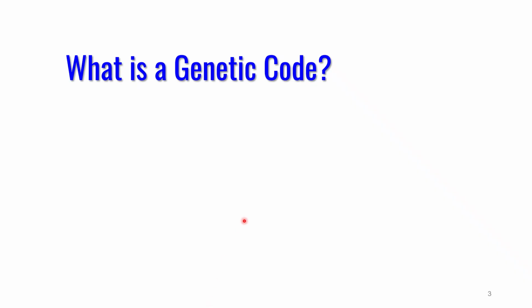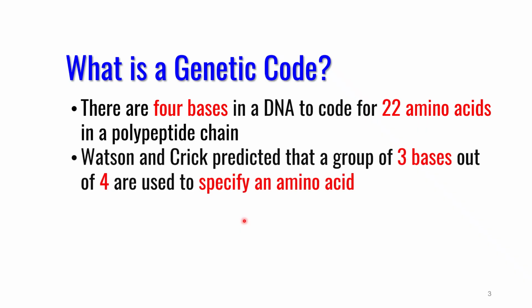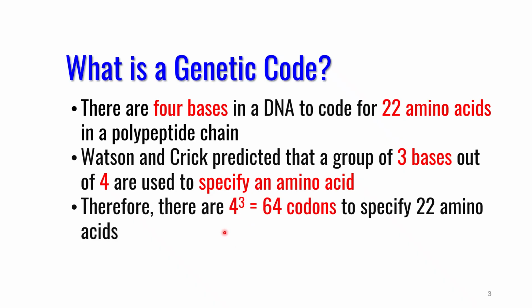Let us define genetic code. What is a genetic code? There are four bases in a DNA or messenger RNA that encodes for 22 amino acids in a polypeptide chain. The question was, in what format are these four bases used to specify an amino acid? Watson and Crick predicted that a group of three bases out of four are used to specify an amino acid. Therefore, they predicted that there are total 64 genetic codes to specify 22 amino acids in biological system.